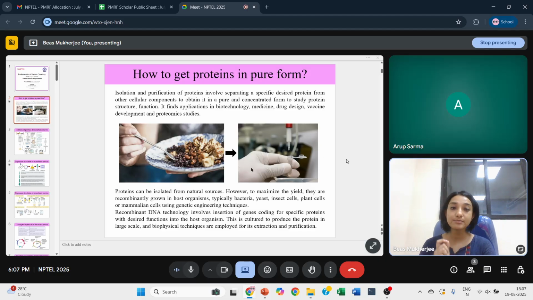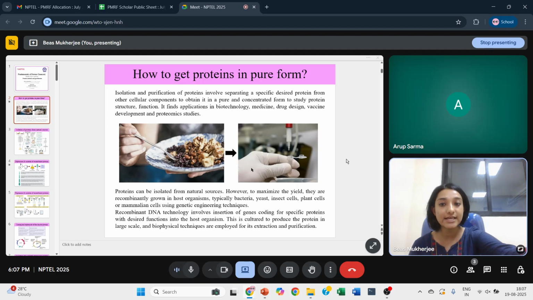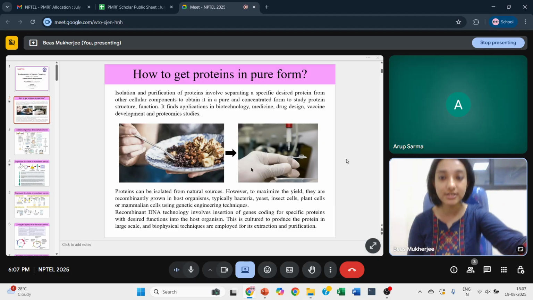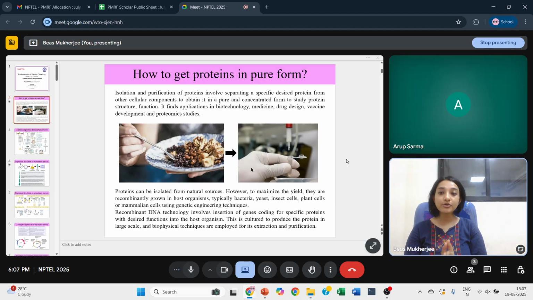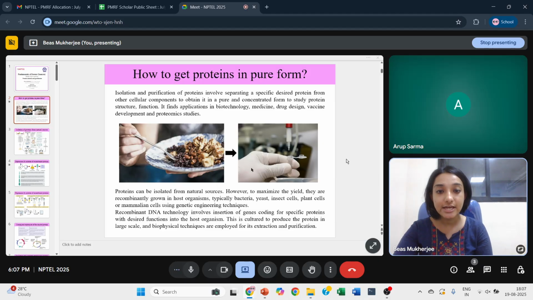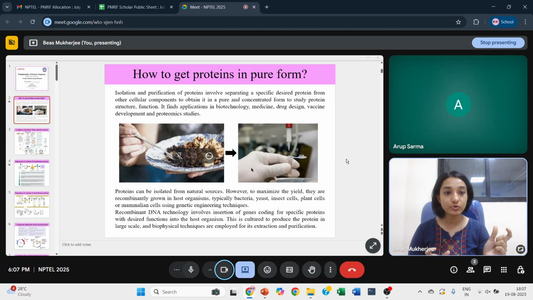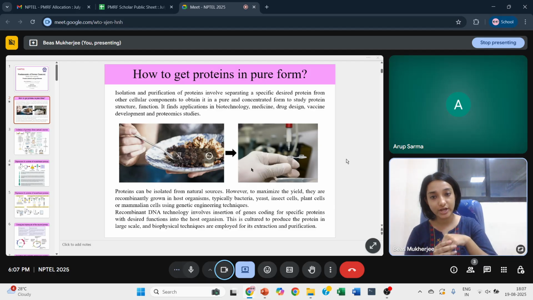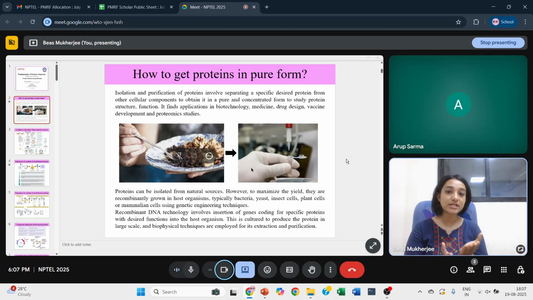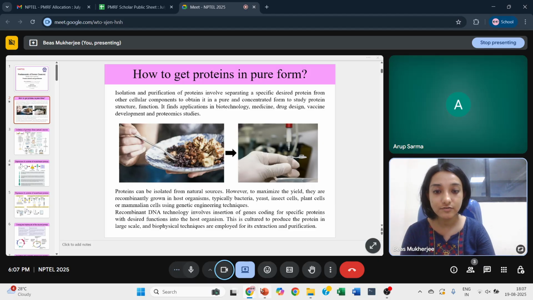Typically, the host organism is bacteria, yeast, insect cells, plant cells, mammalian cells, etc., using genetic engineering techniques. Now, recombinant DNA technology involves insertion of the gene of interest, that codes for our specific proteins with desired functions, into the host organism. This is cultured to produce the protein on a large scale, and biophysical techniques are employed for its extraction and purification. Okay, so we'll move on.